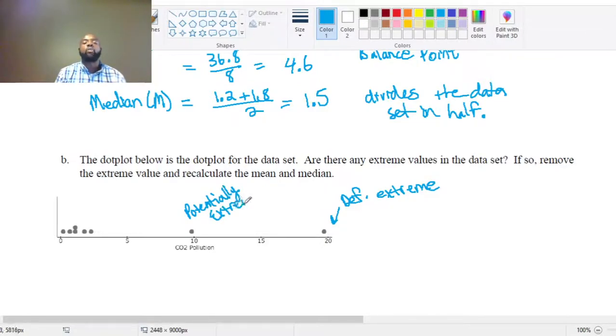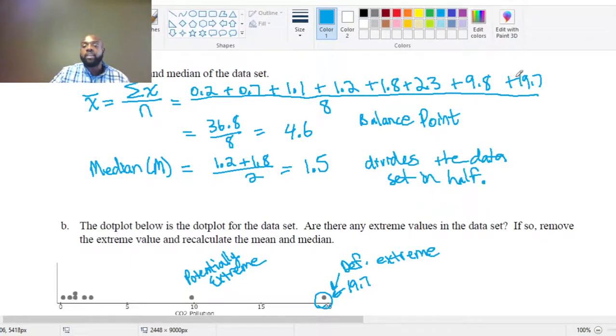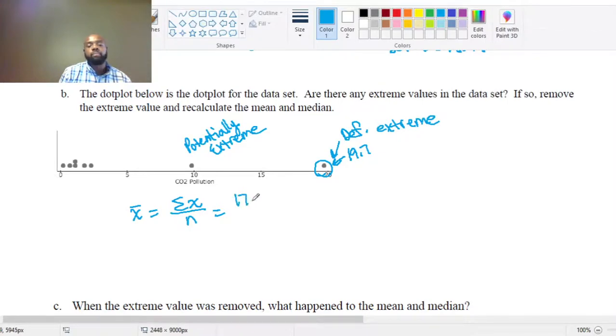We're only going to focus on one of these. And so what I'm going to do is look at this value here and take that out. That's that 19.7. And I'm going to recalculate my mean, right? So remember, that's the sum of your observations divided by n. If I take out that 19.7, well, the sum in the numerator with 19.7 was 36.8. If I subtract 19.7 from that, I'm going to get 17.1. And since I removed that 19.7, I now have just 7 values in my data set.